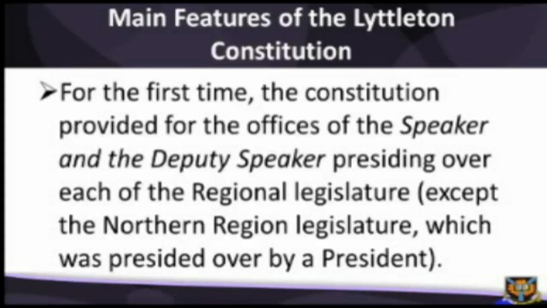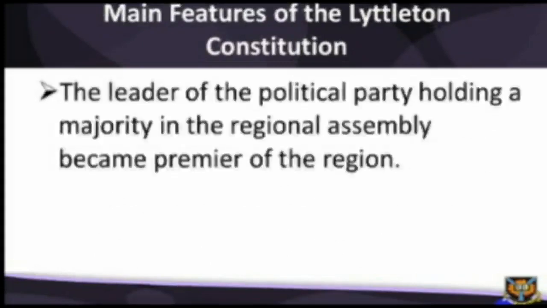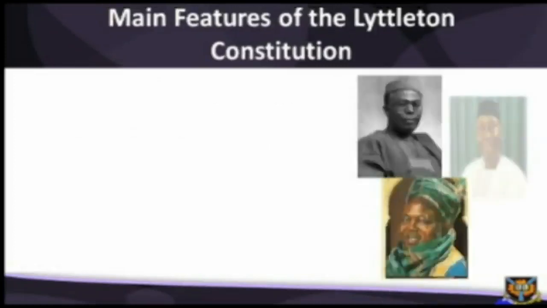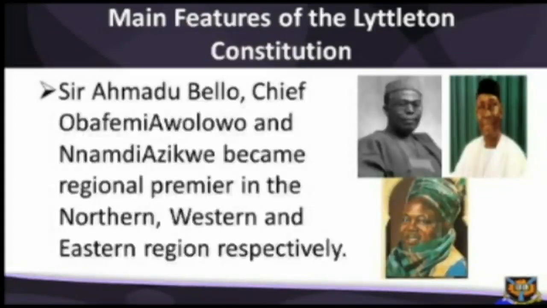Although the Constitution established a position of Premier for each of the regions, it did not provide for the position of a prime minister at the center. The leader of the political party holding a majority in the regional assembly became the premier of the region. As a result, Sir Ahmadu Bello, Chief Obafemi Awolowo, and Nnamdi Azikiwe became regional premier in the northern, western, and eastern regions respectively. There were changes of titles for public officers.